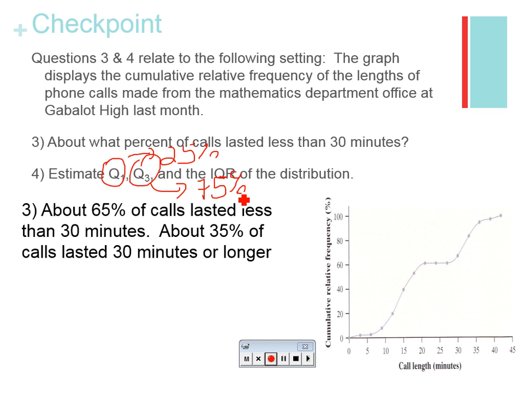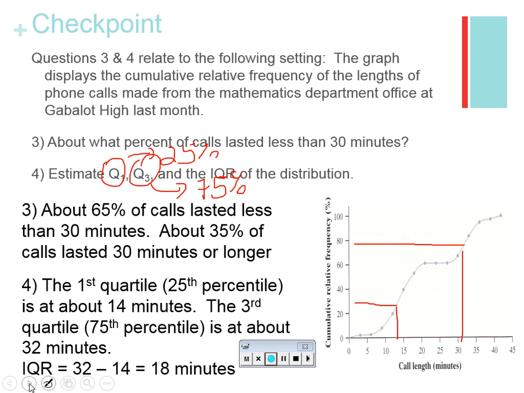So if I go to where 25% would be here and 75% would be, maybe somewhere like that, I just want to know what these values are for Q1 and Q3. To find the interquartile range, I'm just going to subtract the answers to that. So once again, we're talking approximations here.